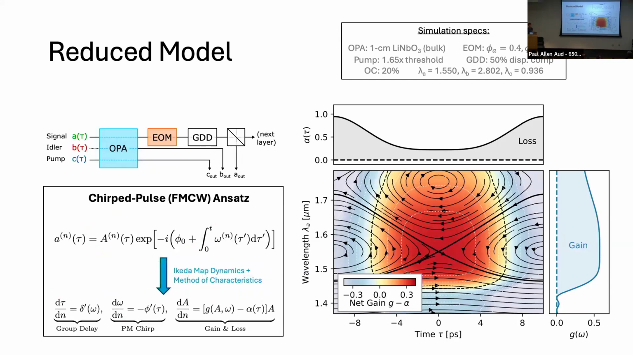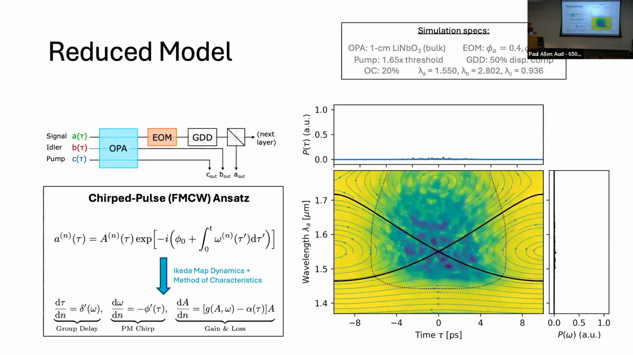And this could all be made more rigorous by making a chirped pulse ansatz and showing that everything reduces down to a first order PDE, which can be solved with the method of characteristics. But let's see how this works in practice.